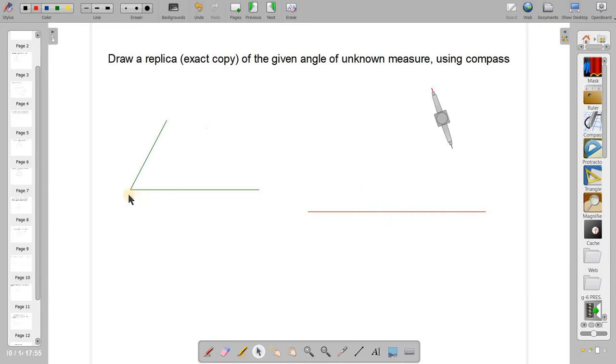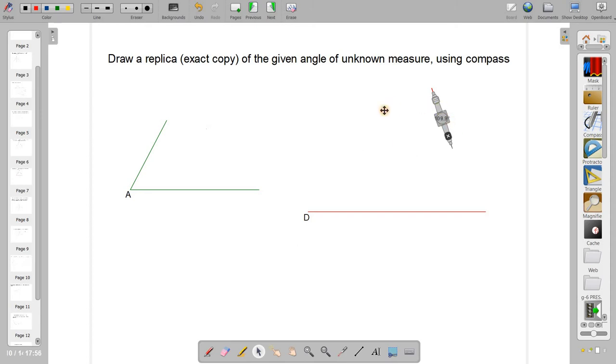So the common initial point here, I will just name it as A. This is the common initial point A. The same vertex I am marking here too, but here I would like to name it something different, so I will take D. At D I am going to construct it. So the common vertex is A in the given angle, and in the new one it is D.